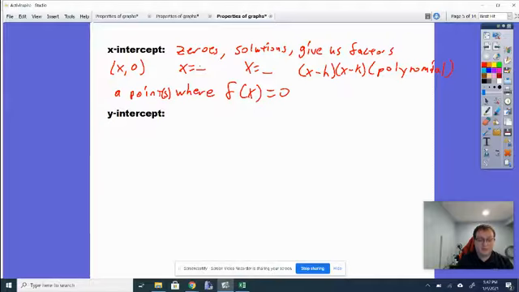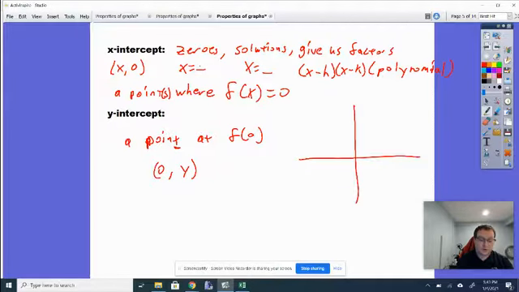A y-intercept is a point at f of 0. So I'm taking 0, I'm plugging it in. That's always going to be represented as 0, y. Now, it's important to note here, as long as it's a function, it will be a point, not points. Okay, because again, that vertical line test, right? If it's on this y-axis, I can't have two spots that work, assuming it is a function.